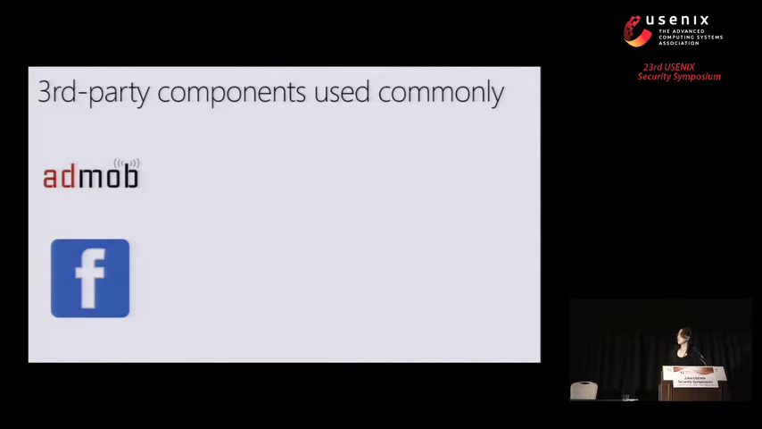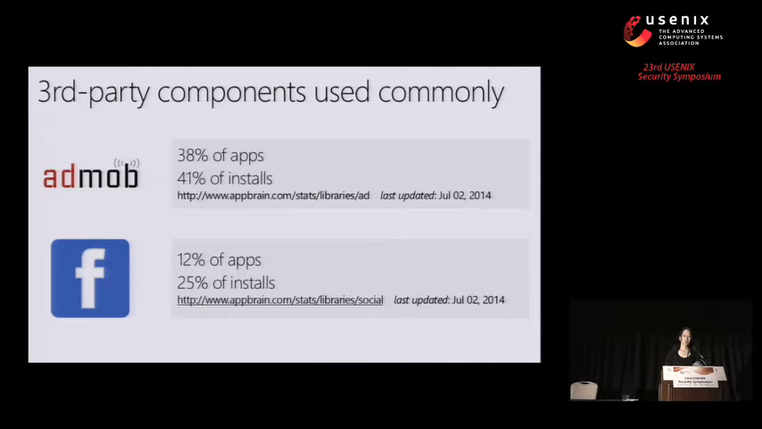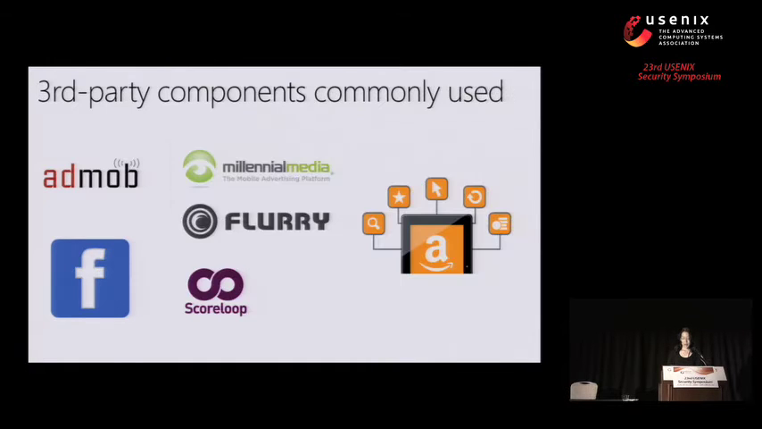Third-party components are commonly used in mobile applications. For instance, AdMob is integrated with over 30% of millions of Android apps. And Facebook Connect, a social media plugin, is integrated with over 12% of Android apps. Other popular third-party components include analytics like Flurry, social gaming networks, and the Amazon API.